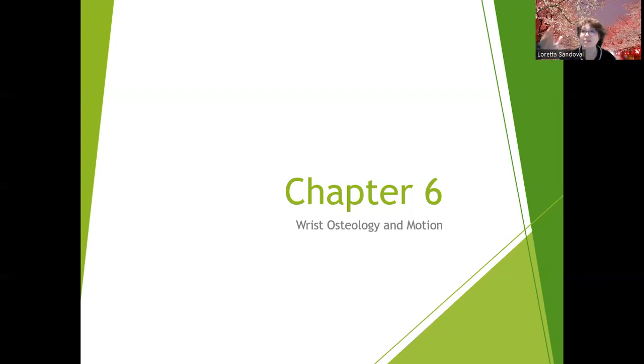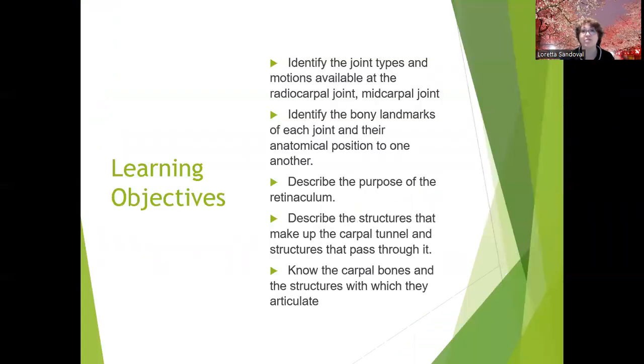So the wrist has to be pretty stable, but also pretty mobile, right? It's one of those areas of the body. So of course, I want you to be able to identify the joint types and the motions available at the radiocarpal joint and the midcarpal joint. So similar to the foot where we have the talocrural joint and the transverse tarsal joint, the radiocarpal joint and the midcarpal joint are analogous to those.